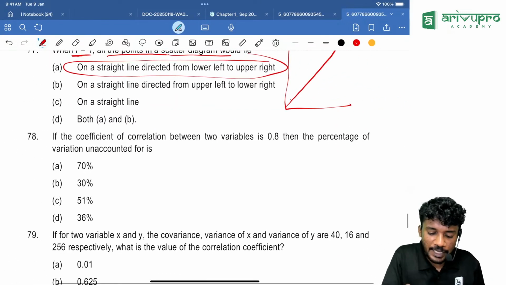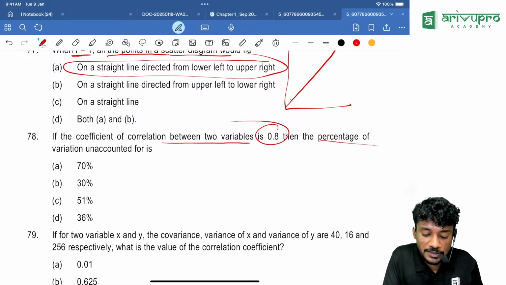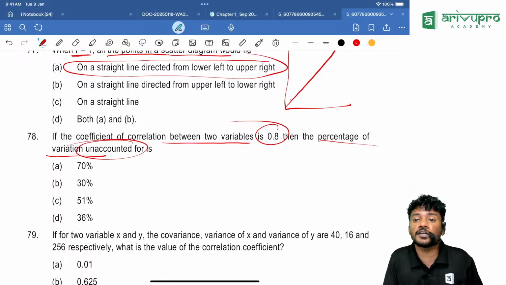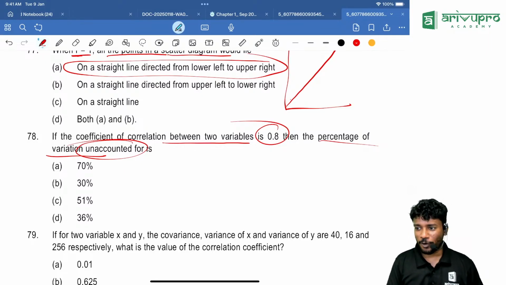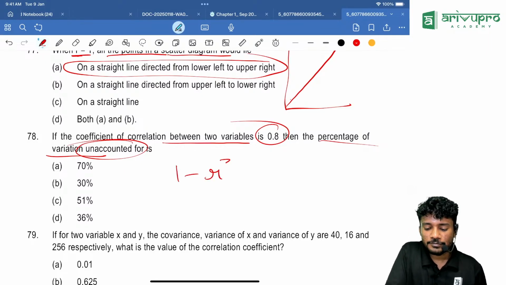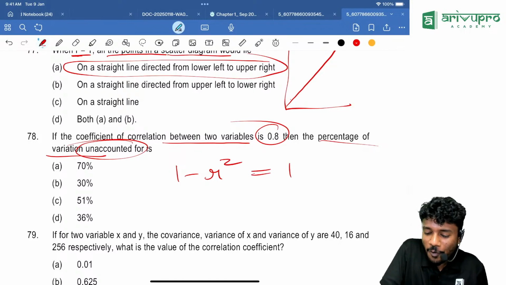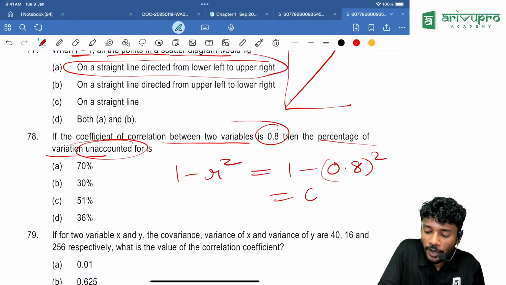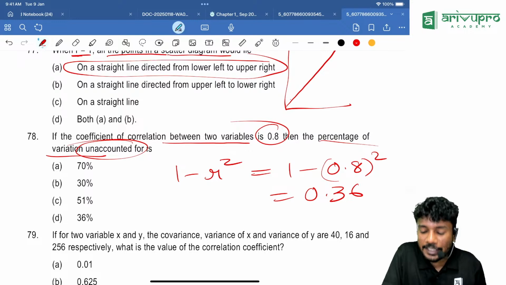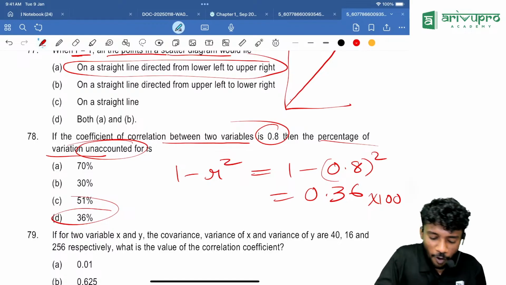Now the next question. If the coefficient of correlation between two variables is 0.8, then the percentage of variation unaccounted for is how much? What are they asking? Now everyone will have a confusion. What is this formula? Coefficient of non-determination. What is it? 1 minus r square. That means 1 minus 0.8 square, which is equal to 0.36. They are asking in percentage, into 100. Answer is 36%. Option D.